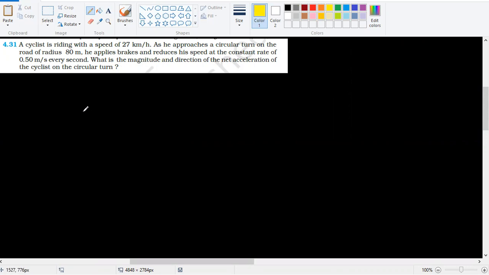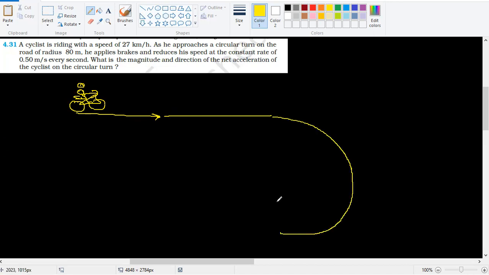So the cyclist is going like this. So what they're saying is he's approaching a circular part of the road. So here he is going at 27 kilometers per hour, as he approaches the circular turn on the road of radius 80 meters. So radius is 80 meters. He applies brakes and reduces his speed at the constant rate of 0.5 meter per second every second.